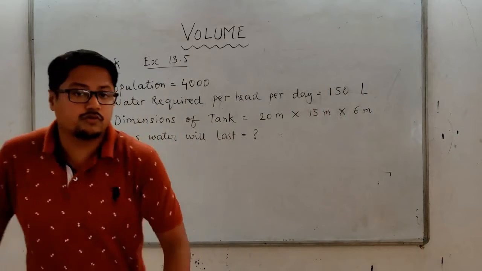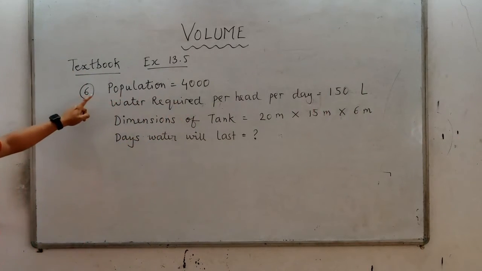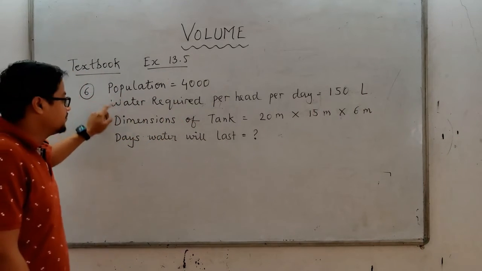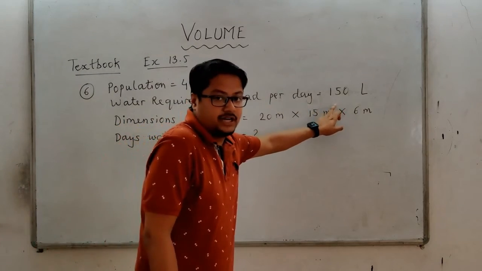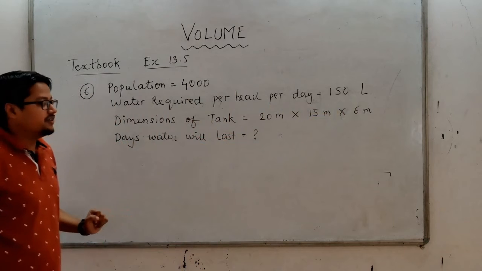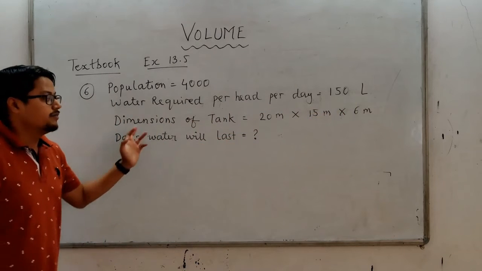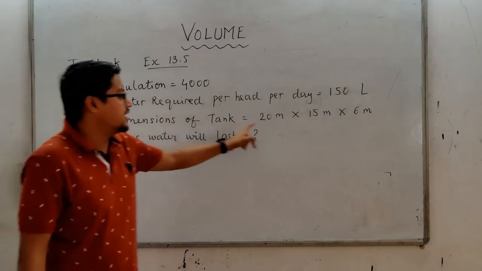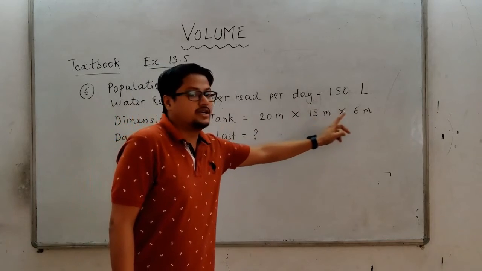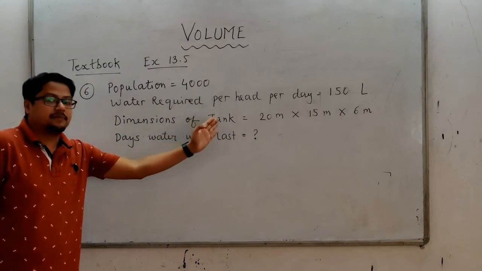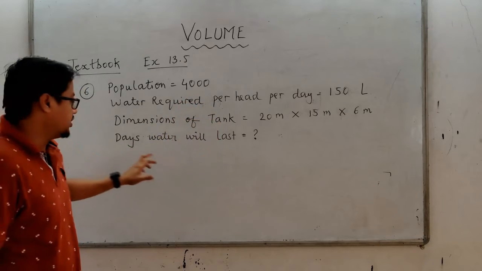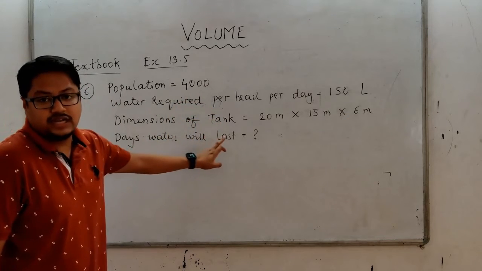Let me review the question once more. There is a village that has an entire population of 4,000. Water requirement for each person per day is 150 liters, and there is a water tank in that village that is mostly cuboid because of the dimensions, and the dimensions are 20 into 15 into 6 meters. Our question is, with this availability of water, how many days will the water actually last.